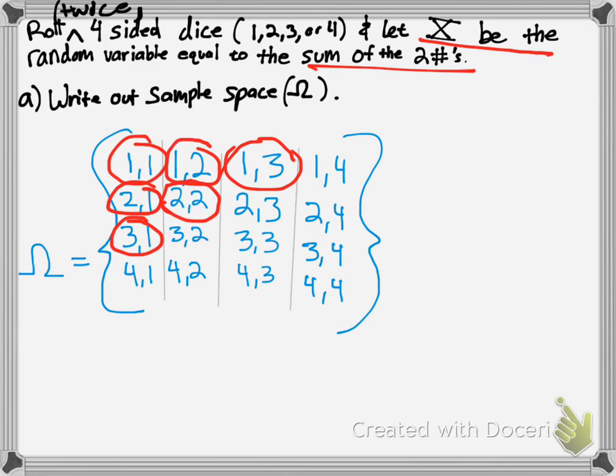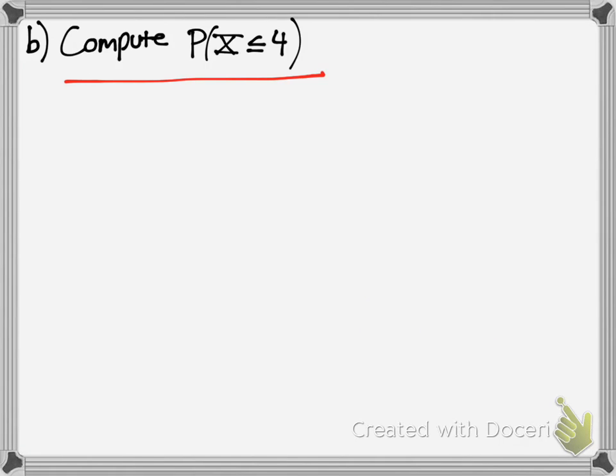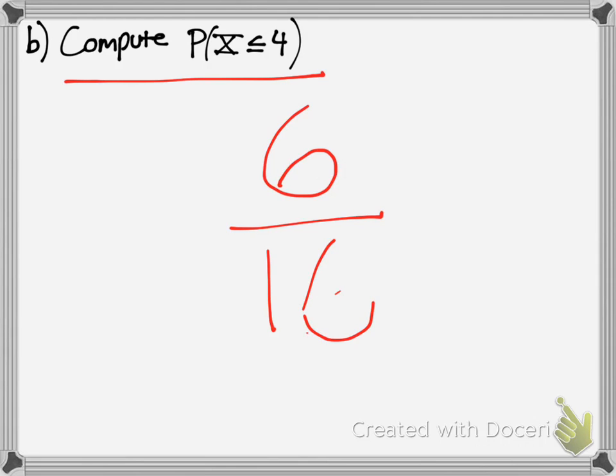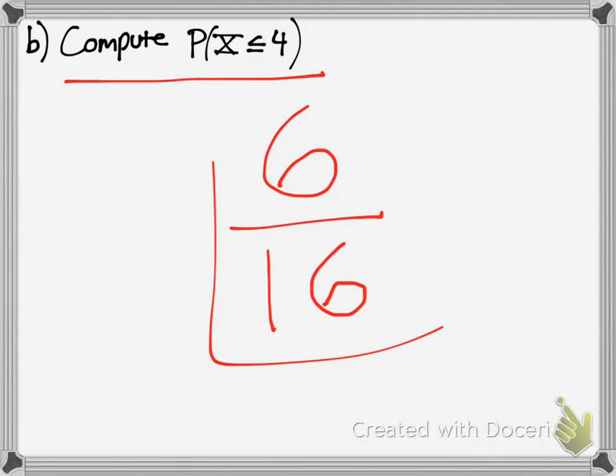So that means we have 1, 2, 3, 4, 5, 6 outcomes out of a total of 16, because this is a 4 by 4. So it's 6 out of 16. There you go. Next problem.